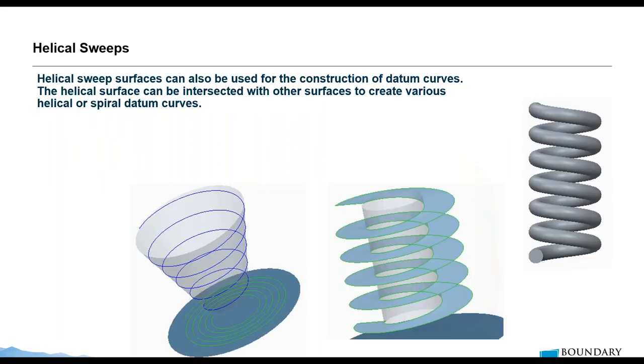So this is the one example that I've chosen to show you guys today. We're going to use the helical sweep and do surfacing with it, and we're going to create a datum curve from that surfacing model. And then I think everybody knows the solid capability of the helical sweep, so we can do that as well. And obviously we can combine all of this.